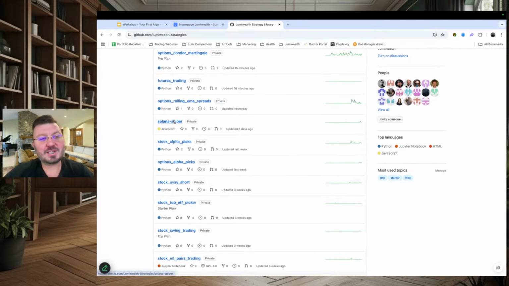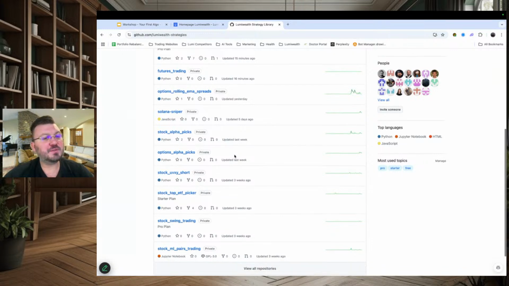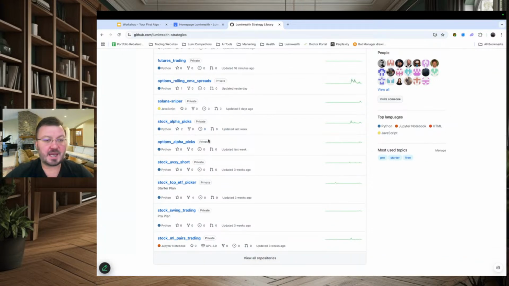We have a Solana sniper bot. So if you're interested in crypto trading, we do have a bot that we're working on for trading Solana meme coins specifically. So that's a Solana sniper bot. We have a bunch of other ones here, stock alpha picks. I'll tell you about that. We have option alpha picks, and then this keeps going.